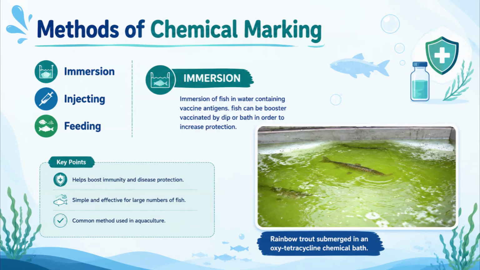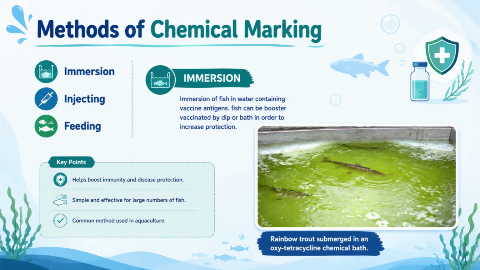In this slide, we'll focus on the immersion method. In immersion marking, fish are placed in water containing vaccine antigens or chemical marking agents. The fish absorb these chemicals through a dip or bath treatment, helping create identifiable marks while also increasing protection against diseases. This method is especially useful for marking large numbers of fish quickly and efficiently.